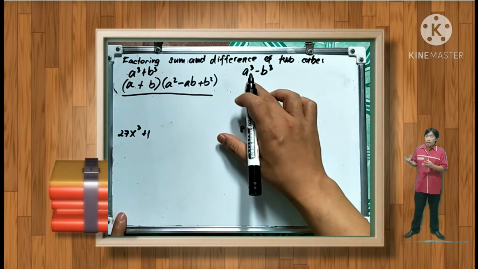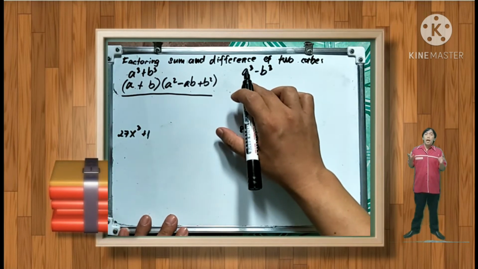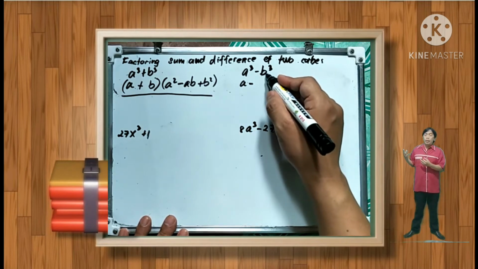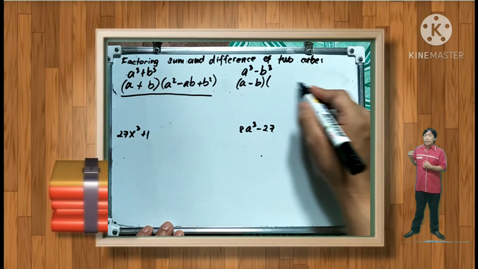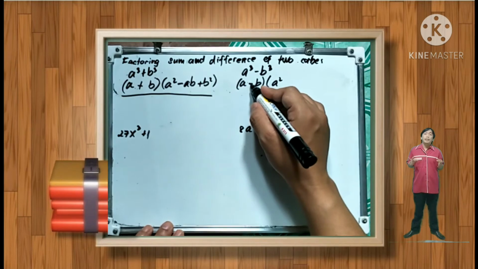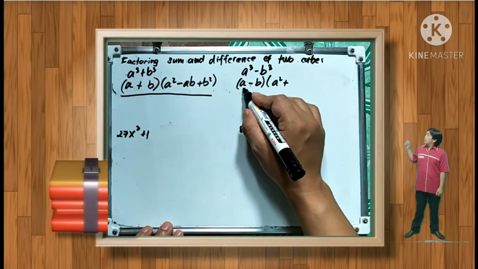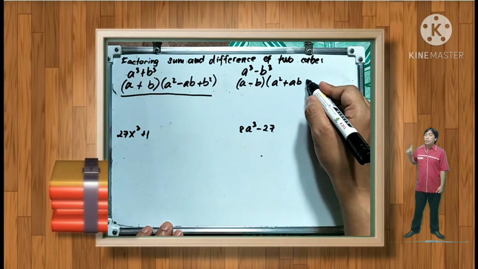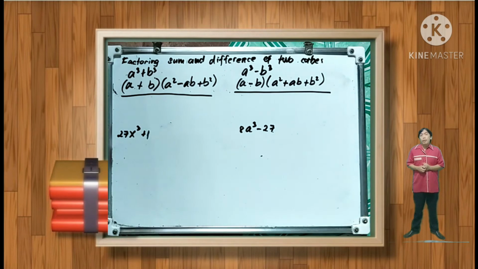Now let's proceed to a cube minus b cube, the difference. Same procedure. The cube root of a cube is a. Since this is minus, we just copy the minus sign. The cube root of b cube is b. Then to determine the trinomial on the right, again, simply square the first term, which is a squared. Since that is minus, this time it will be plus. Same procedure, we multiply the first and the second, that is ab, and square the second term, that is positive b squared. These are now the factors. As simple as that.